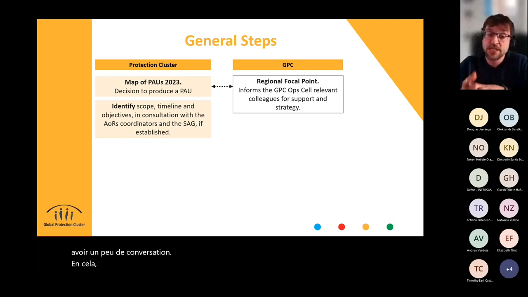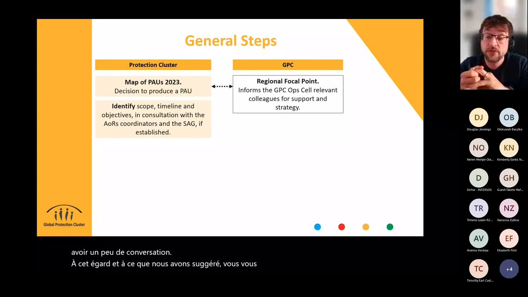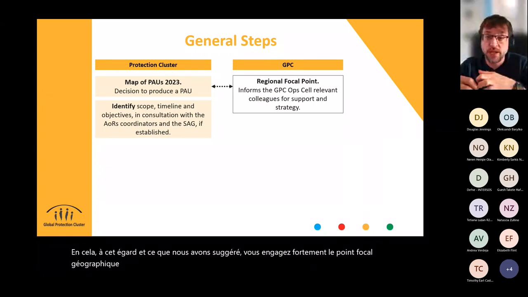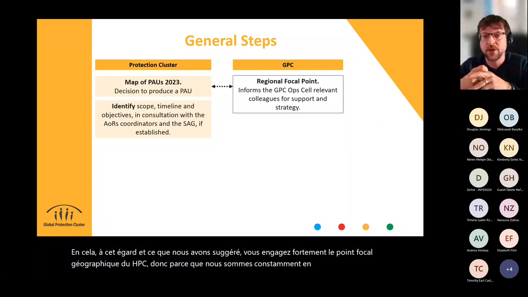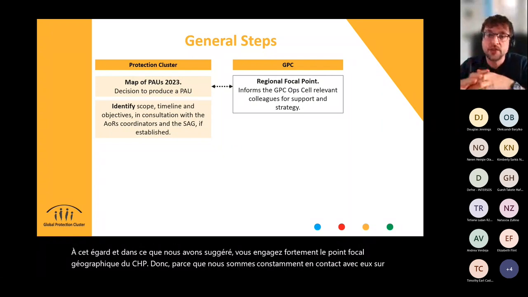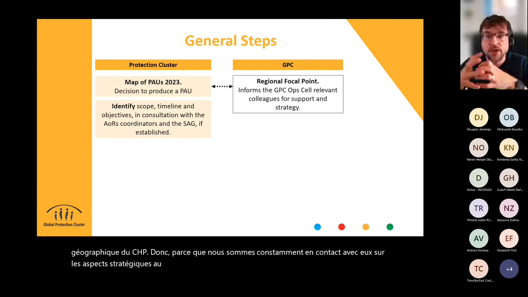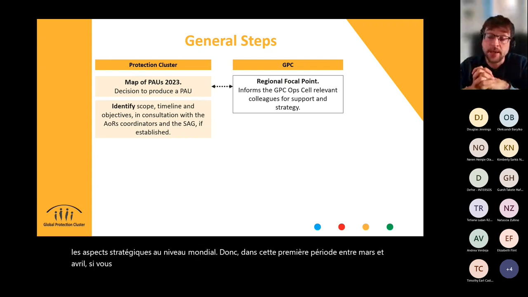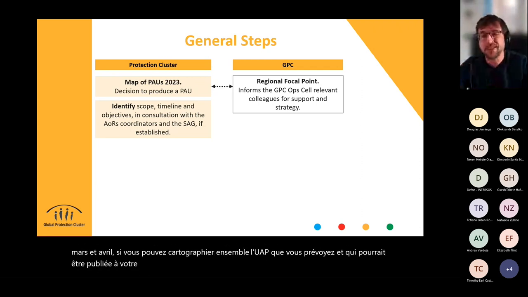And what we suggest is you engage strongly the geographical focal point from the HPC, because we are constantly in touch with them, also on strategic aspects at global level. So in this first period between March and April, if you can map out together the PAUs that you foresee might be published in your country, then we can really plan together not just the support, but also how to strategically use them better.